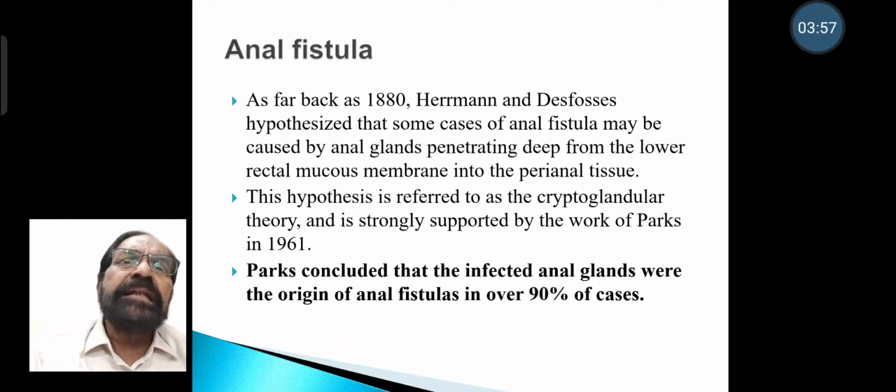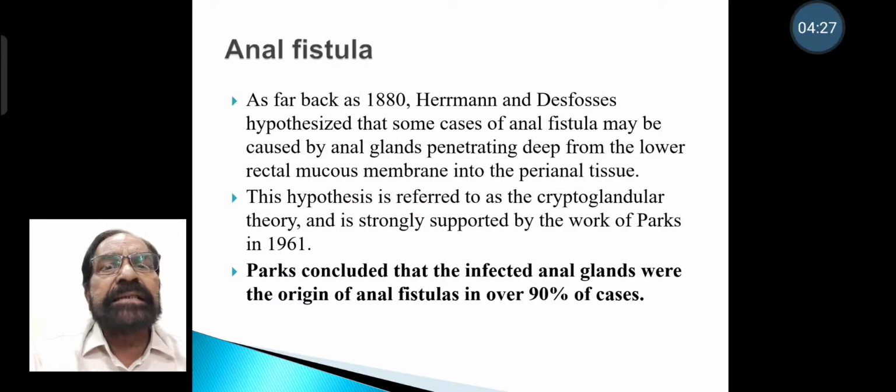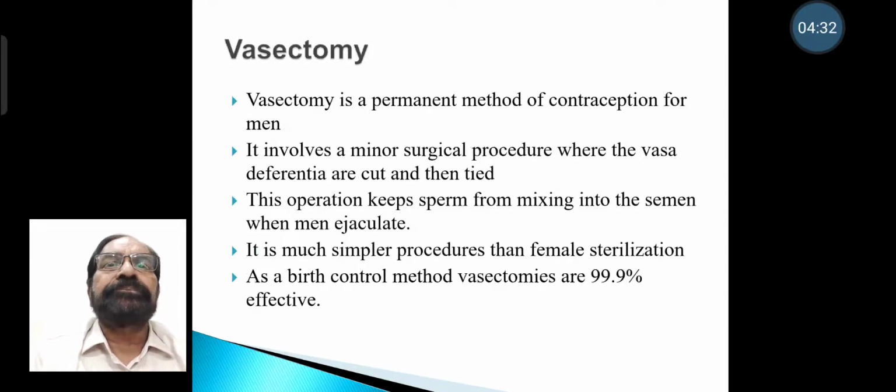As far back as 1880, Hermann Defosus hypothesized that some cases of anal fistula may be caused by anal glands penetrating deep from the lower rectal mucous membrane to the perianal tissue. This hypothesis is referred to as the cryptoglandular theory and is strongly supported by the works of Parkes in 1961. Parkes concluded that the infected anal glands were the origin of anal fistulas in over 90% of cases.